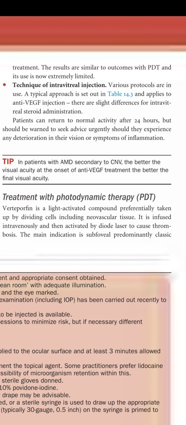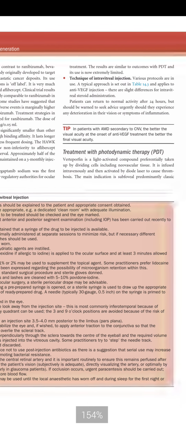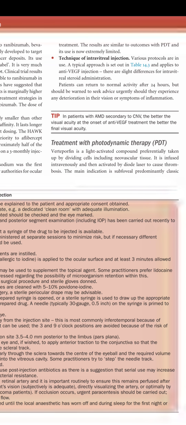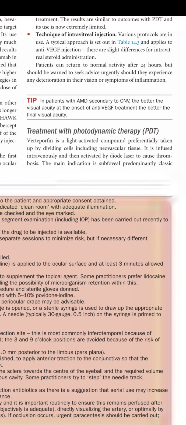Technique of intravitreal injection: various protocols are in use. A typical approach is set out in Table 14.3 and applies to anti-VEGF agents. There are slight differences for intravitreal steroid administration. The patient can return to normal activity after 24 hours but should be told to seek advice urgently should they experience any deterioration in vision or symptoms of inflammation. Tip: in a patient with AMD secondary to CNV, the better the visual acuity at the onset of anti-VEGF treatment, the better the final visual acuity.